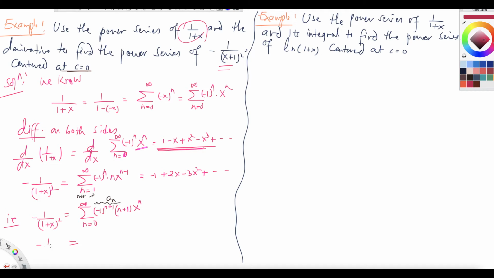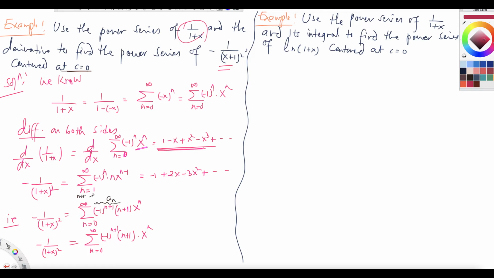So the final answer is -1 over 1 plus x squared equals the summation n equals 0 to infinity of -1 to the n plus 1, times n plus 1, times x to the n. That's the power series. Okay, so this is not hard, but this is a little bit technical.